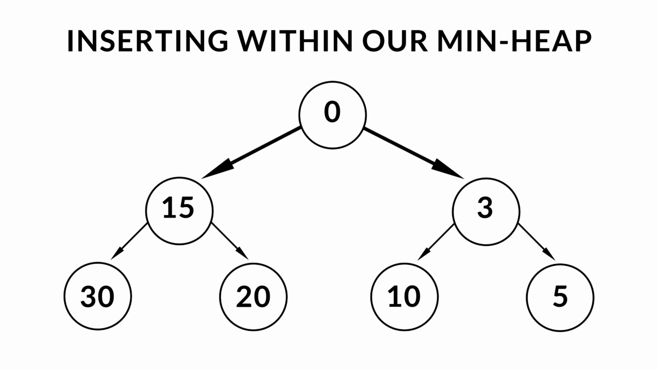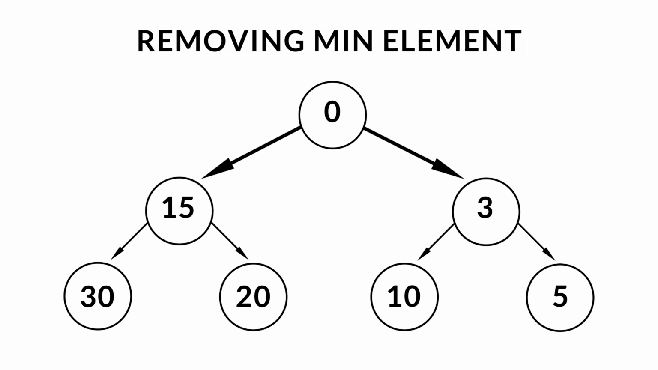So now, let's talk about how we could go about removing the smallest element within our heap. Since this is a min-heap, our root node is always guaranteed to hold the smallest element within the heap. So removing the smallest element is trivial. We just remove 0 from the heap. But now our heap has an empty root, so we need something to replace it. So we replace it with the element at the end of our heap. In this case, it's 5.